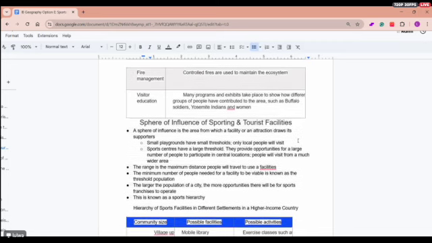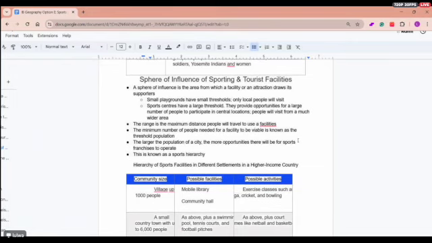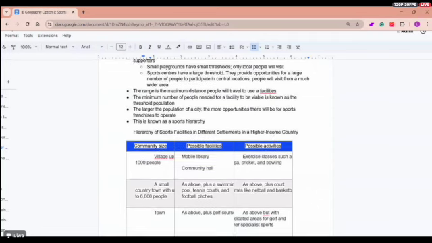So you have, of course, sphere of influence of sporting and tourist facilities. The sphere of influence is the area from which a facility or an attraction draws its supporters. So small playgrounds have small thresholds where only local people can visit. However, sports centers have a much larger threshold, which provide opportunities for a large number of people to participate in central locations. So people will visit from a much wider area to come. And the range is the maximum distance people will travel to use a facility. And the minimum number of people needed for a facility to be viable is known as the threshold population.